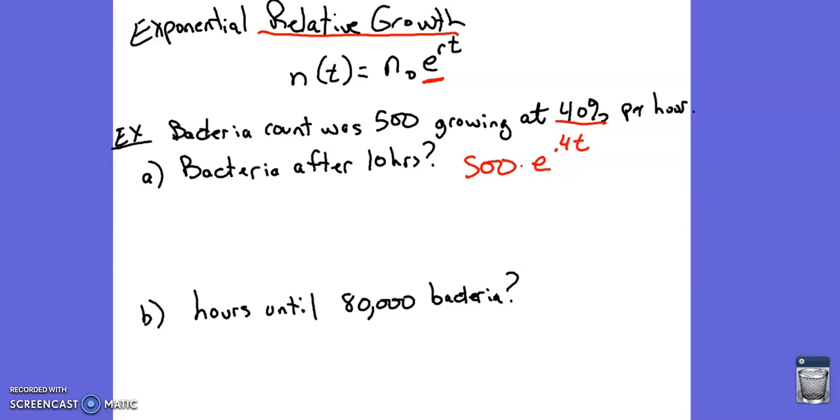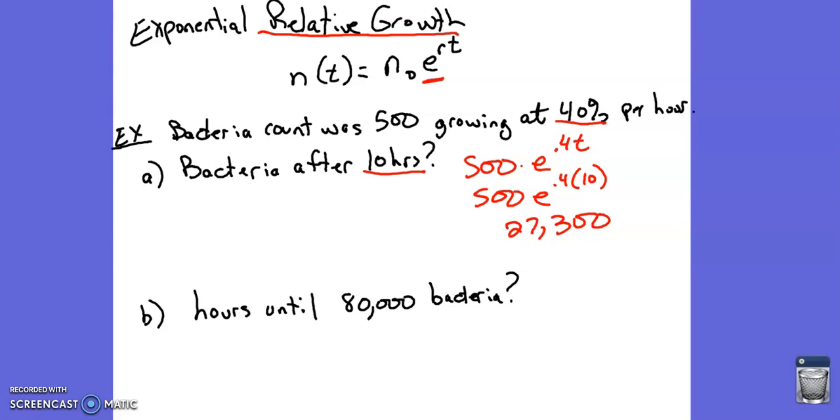And then it wants to know specifically 10 hours. So we're going to substitute 10 in. And then all we have to do is just simply calculate that. And that's going to give us 27,300.